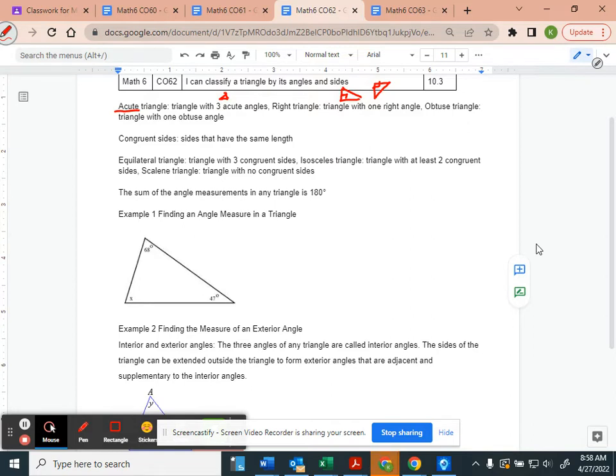An obtuse triangle has an obtuse angle. So it's going to have acute angles, but one of those angles is going to be obtuse. It's going to be bigger than 90 degrees. So an acute triangle, they're all tiny. They're all acute angles. An obtuse triangle has one large one.